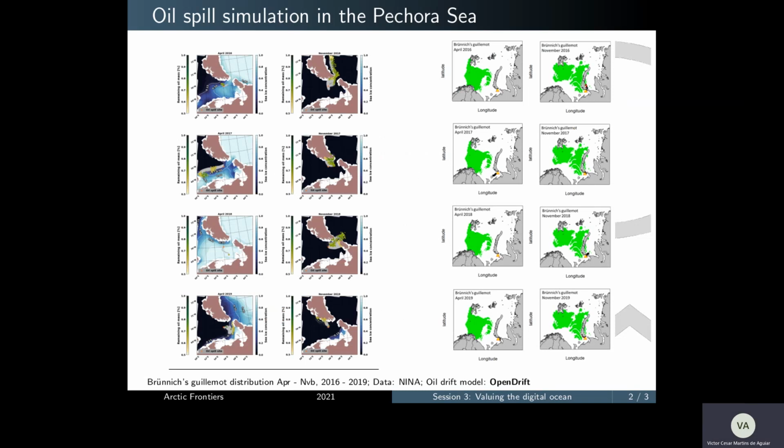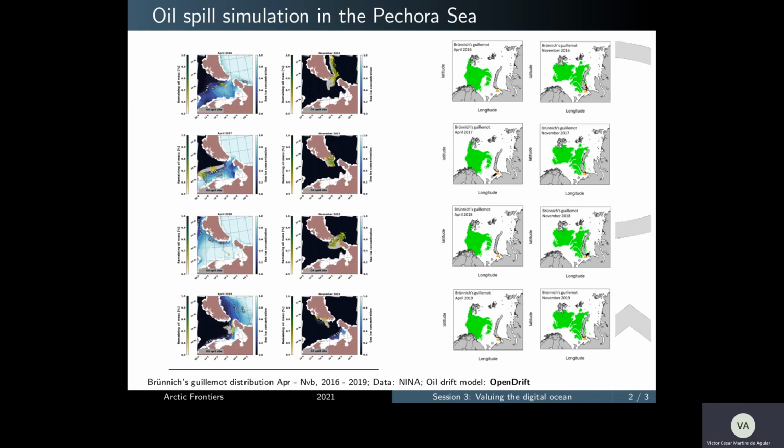In this example, we present the oil spill simulations in the Pechora Sea for 4 consecutive Aprils on the leftmost column and 4 consecutive Novembers on the rightmost column. Sea ice concentration, represented by the bluish background map, apparently affects the oil trajectories. In November, when the sea ice concentration is lower, particles tend to flow towards the Kara Gate, while in April, when the sea ice concentration is higher, oil tends to stay within the Pechora Sea borders.